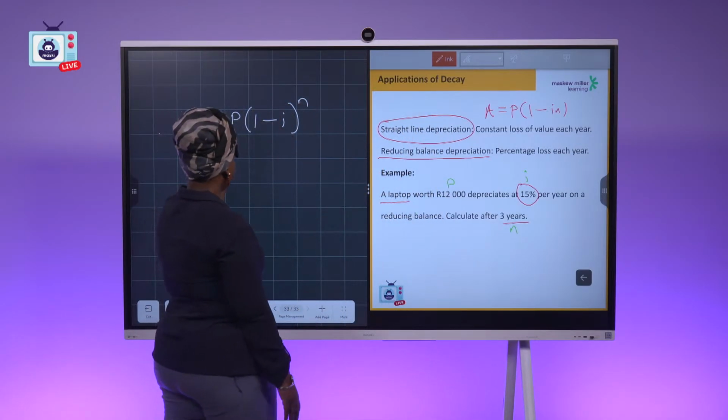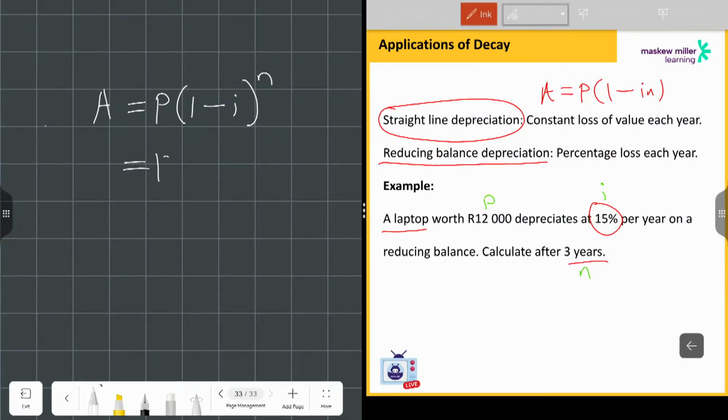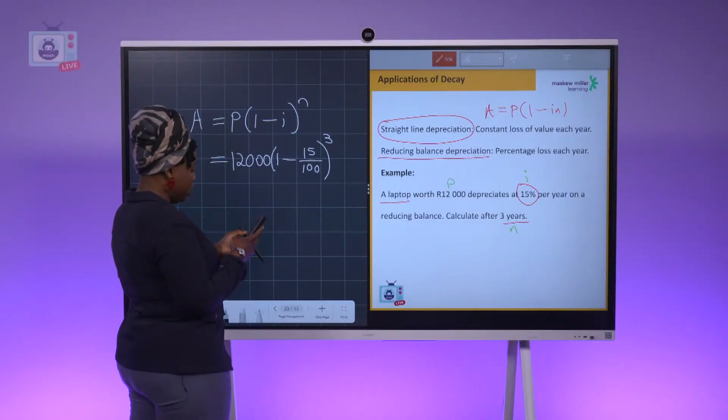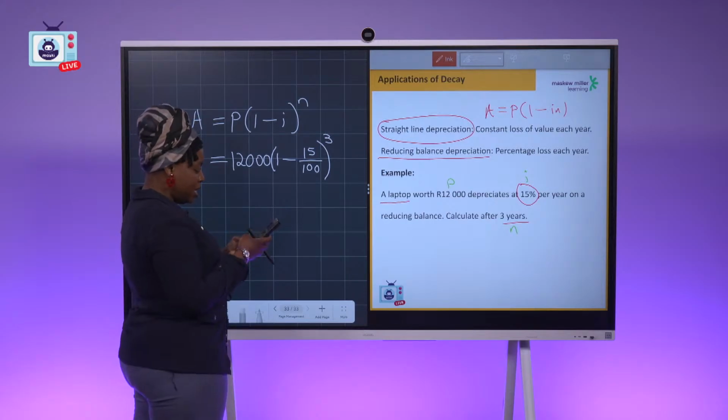So that's what we do. We come and then we substitute, right? So we're going to substitute 12,000, since we said it's P, times (1 minus 15 divided by 100, or you can say 15%, depending on your calculator), and that will have the exponent of 3. And you just quickly do that on your calculator. I am very sure that our warrior has checked that and has managed to get the right answer as we go. So this is 15 divided by 100 to the exponent 3.